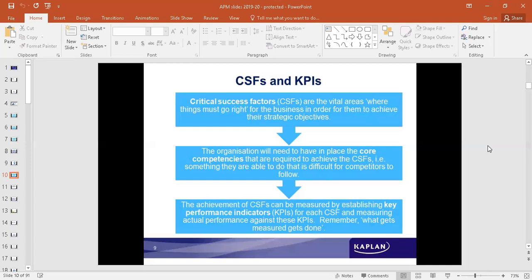So CSFs are critical success factors. Now, what are they? Critical success factors are the vital areas where things must go right for the business in order for them to achieve their strategic objective. So something has to go well so that they can achieve their strategic objective.